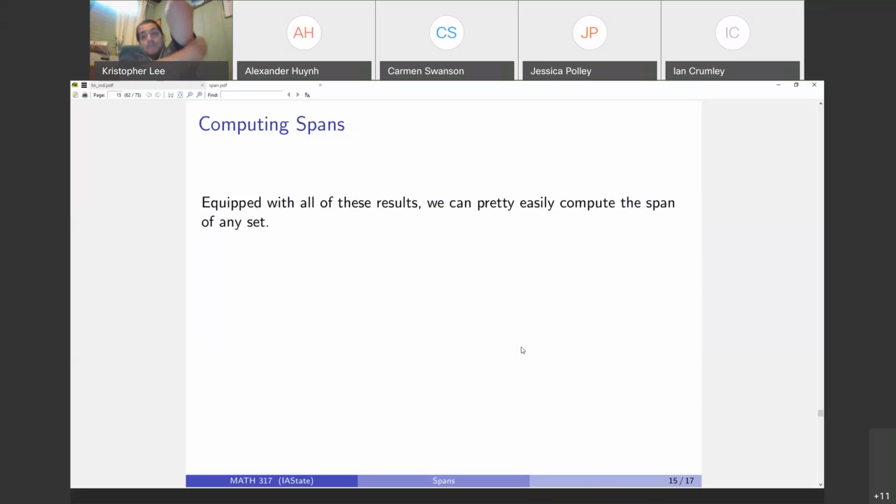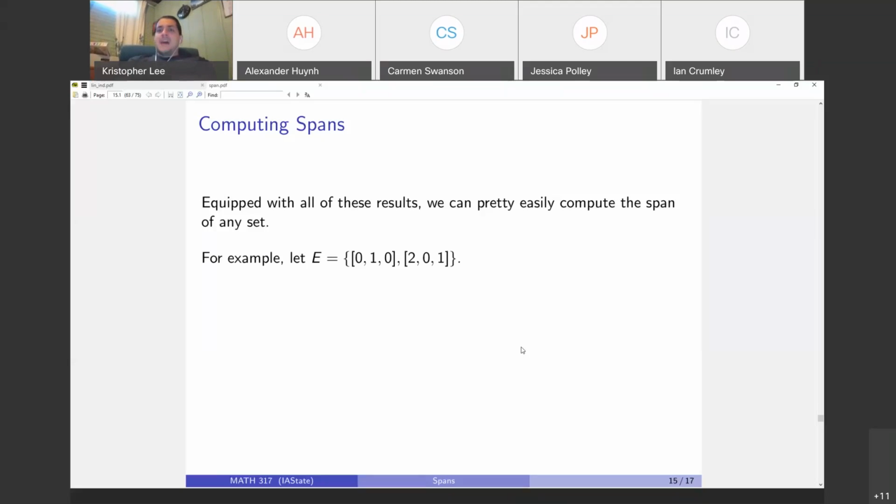All right. So like I just said, now that we have all this stuff proven, computing spans now is super easy. Just figure out what the collection of all linear combos look like. And especially if I want to do a span of a finite set. So, hey, here is a subset of R3: (0, 1, 0), (2, 0, 1).